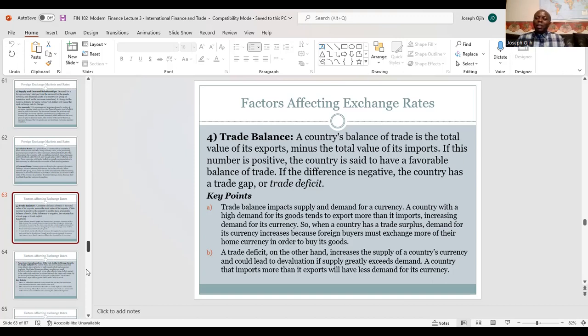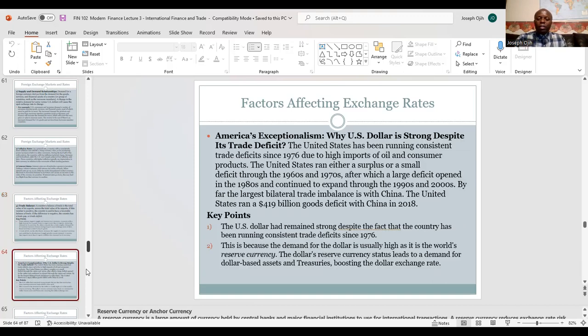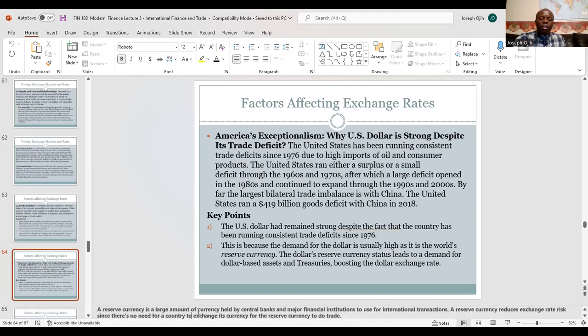Now, there's always an exception to some rules like this. The United States is a good exception because the US has been running a trade deficit for many years, yet the US dollar is very strong. Why? That leads us to what I call American exceptionalism. The United States dollar is strong despite its trade deficits. Like I mentioned a few minutes ago, the US has been running a consistent trade deficit since 1976.